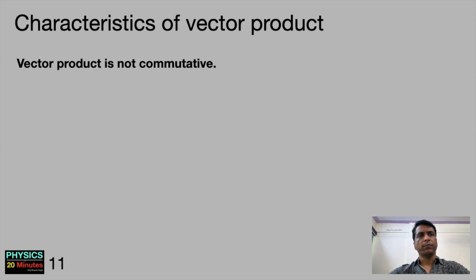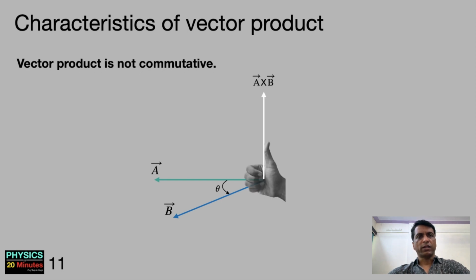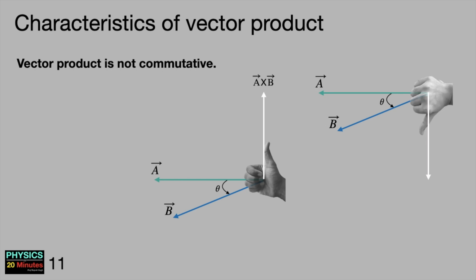Let's see some of them. Vector product is not commutative, unlike scalar product. Suppose I have two vectors A and B, then by using the right hand rule, A cross B direction is given in the upward direction. While if you have to find out B cross A, and again if you use the right hand rule, then the direction of B cross A is given in the downward direction, which is opposite to the direction of A cross B. Therefore, A cross B is equal to minus B cross A.